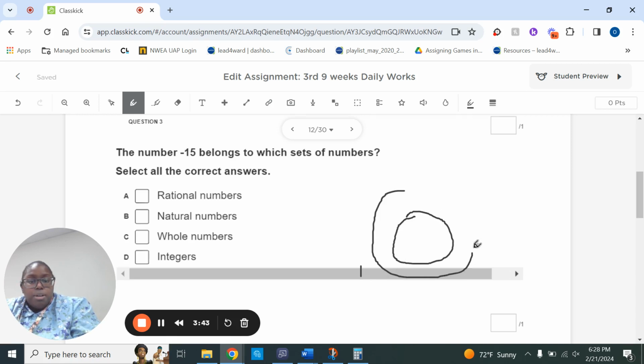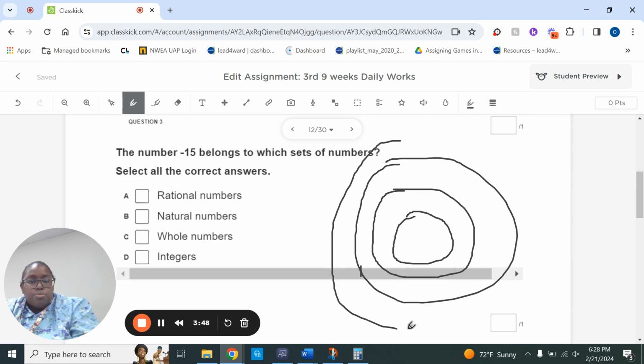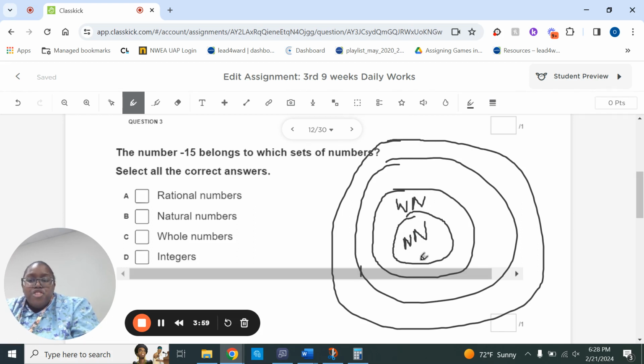So remember when we were talking about sets of numbers, I had you draw 4 circles. The middle circle was natural. The next circle after natural is whole numbers. After 6th grade, they kind of get rid of natural numbers because they are already included in whole numbers. And whole numbers is really only like a difference of 1 number. So the next one after that one is integers. And then, of course, the last circle is rational numbers.